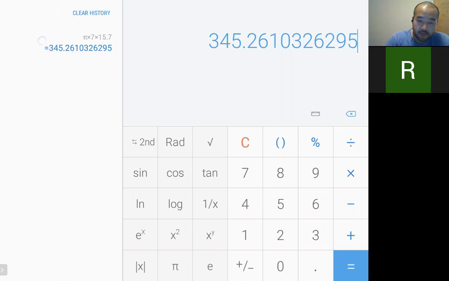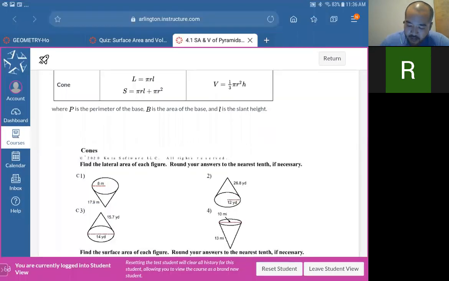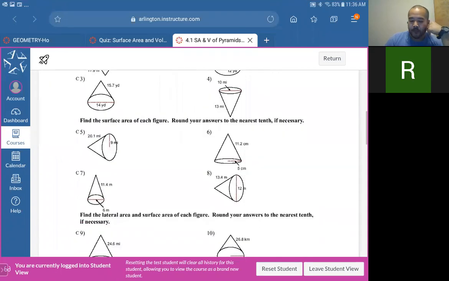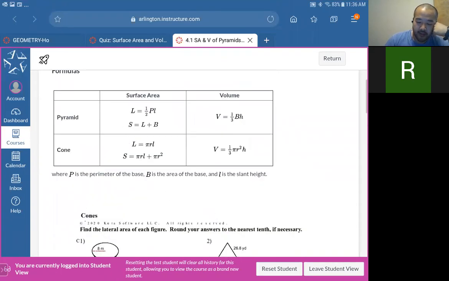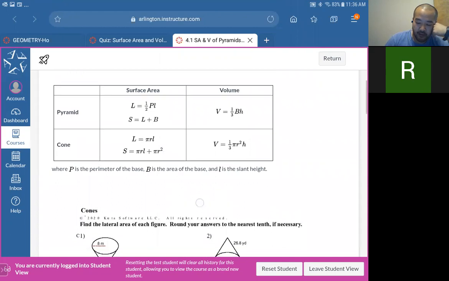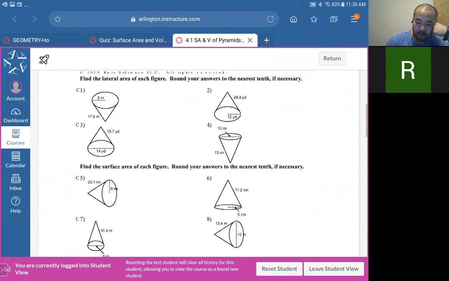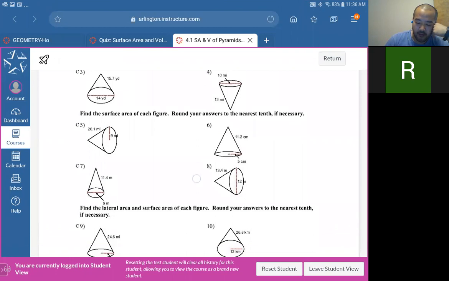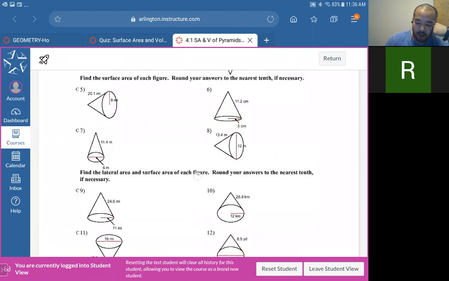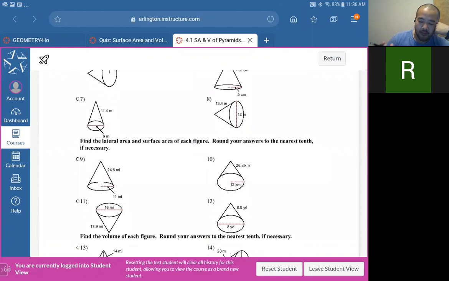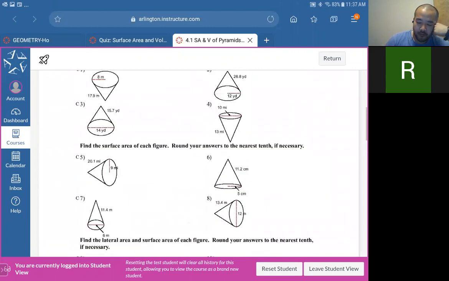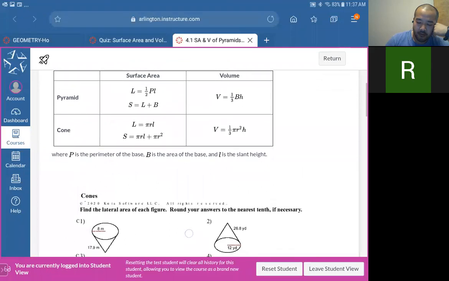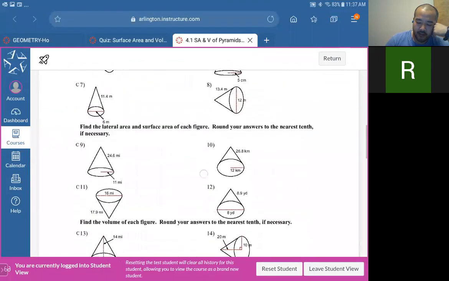This right here, round to the tenth, so it's 345.3. It should say round to the tenth if necessary. Surface area of cones, that's right here: pi r l plus pi r squared. Oh, okay. Well, yeah, they're all like the same.